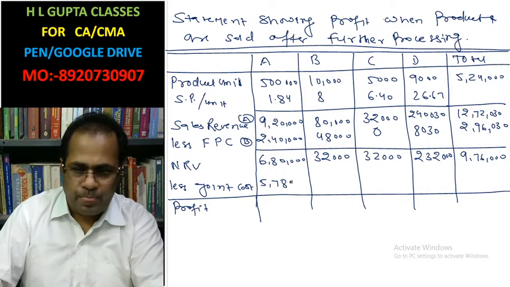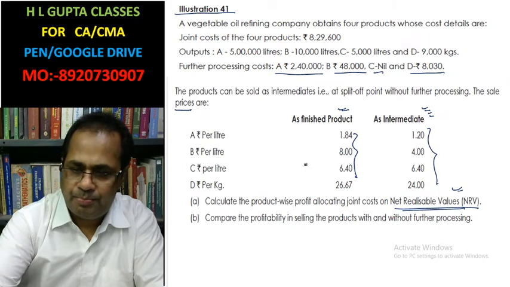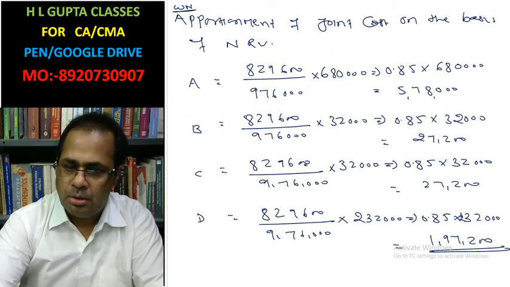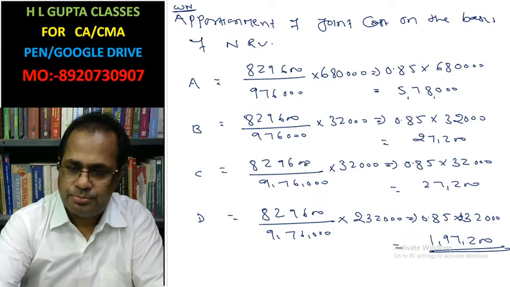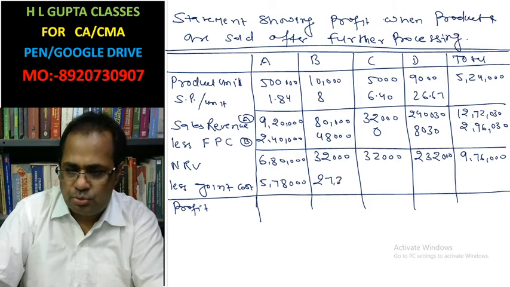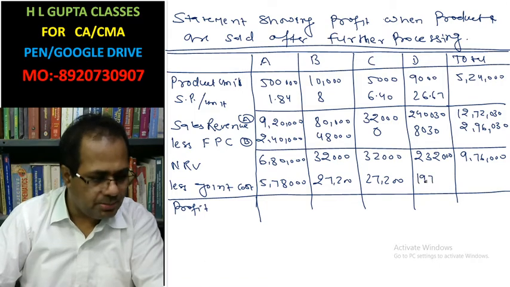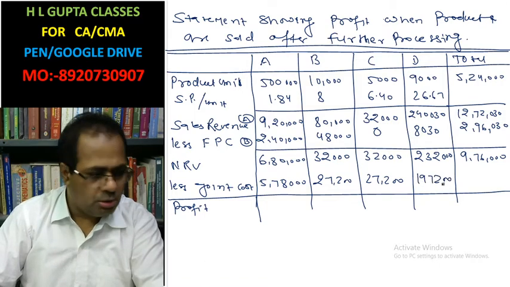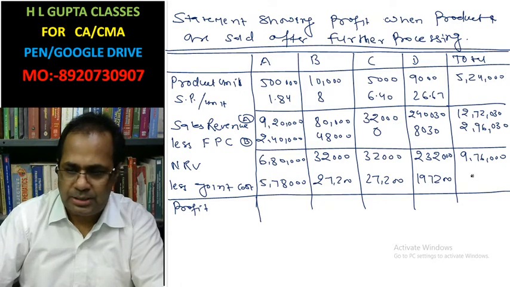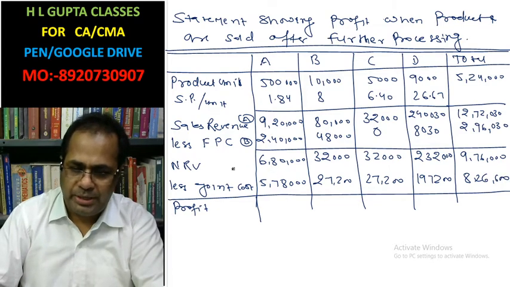5,78,000, and the other is 27,200, 27,200, 27,200, 1,97,200. This is total 8,29,600. Now profit and net realizable value.